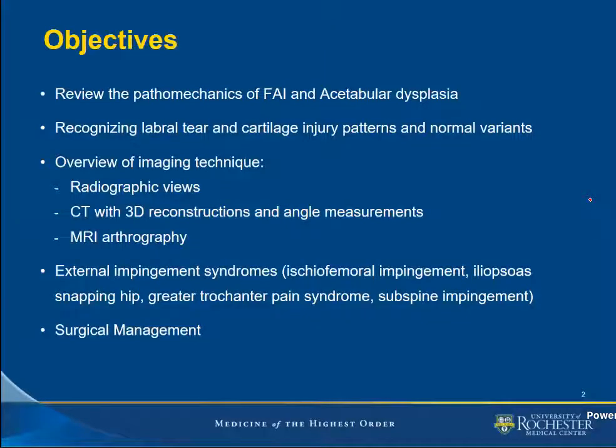So the objectives of my presentation are to first review the pathomechanics of FAI and acetabular dysplasia. Next, we'll turn our attention to the common labral and cartilage injury patterns which can occur, as well as normal variants. Then we will touch on the imaging technique, including radiographic views, CT with 3D reconstructions, and MRI arthrography.